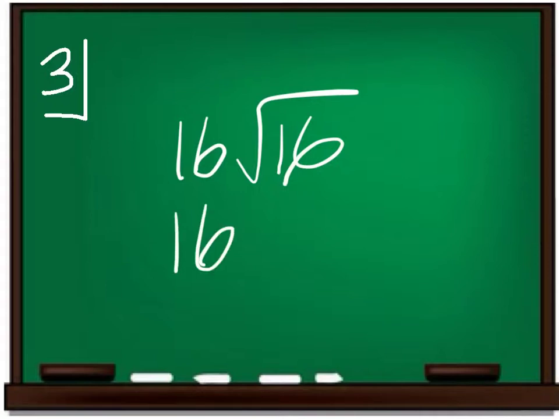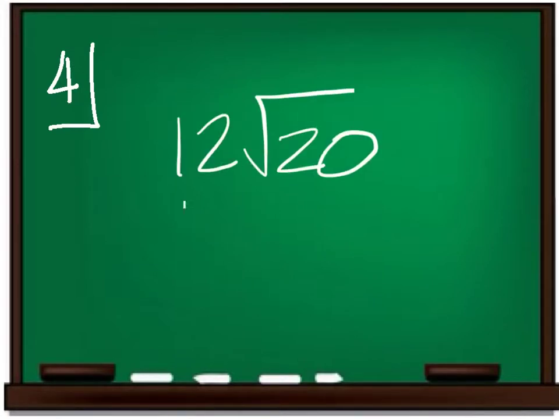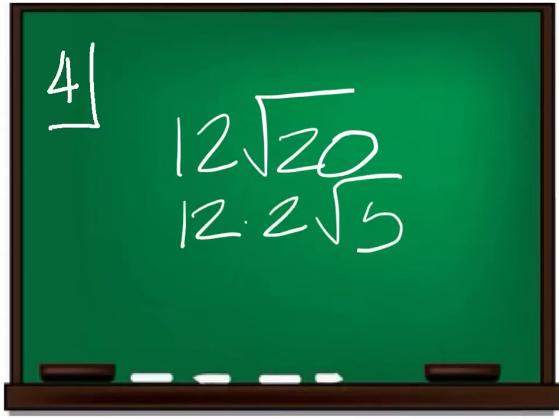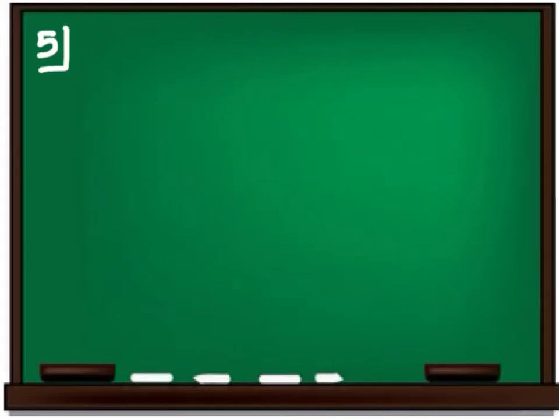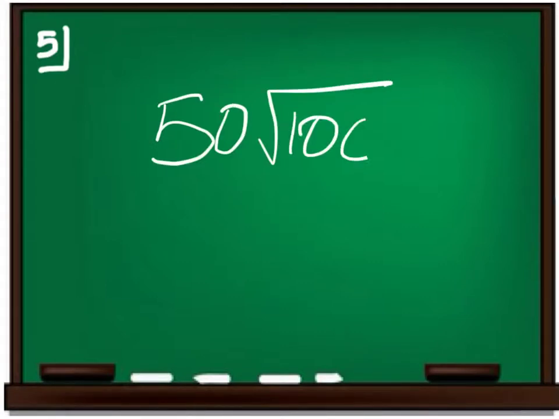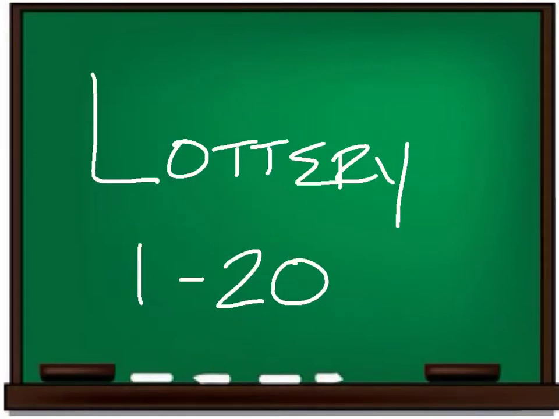The square root of 16 is 4. 16 times 4 is 64. Square root of 20 breaks up into 4 and 5, so it's 2 square root of 5. Final answer is 24 square root of 5. Square root of 100 is 10. Answer is 500.